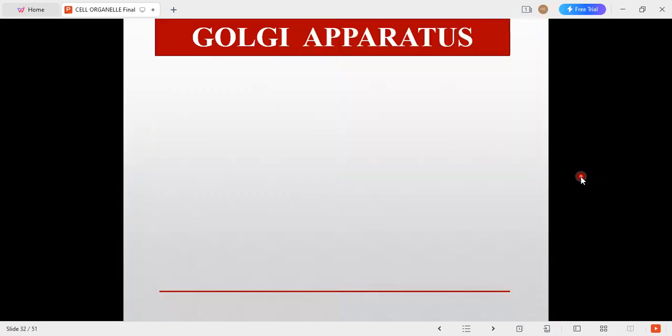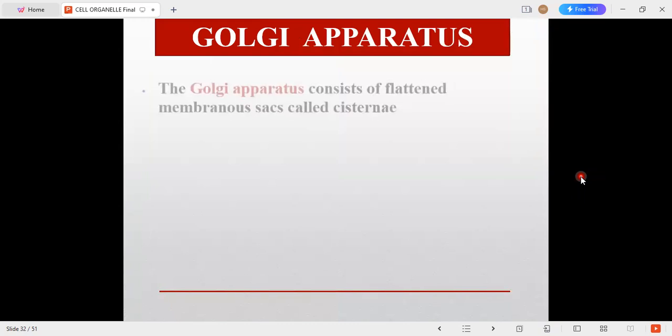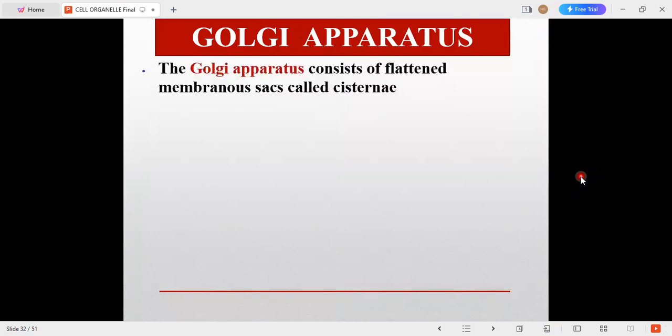The next most important organelle is the Golgi apparatus. What is the function of the Golgi apparatus? The Golgi apparatus functions as a factory in which proteins received from the endoplasmic reticulum are further processed and sorted for transport to their eventual destination.